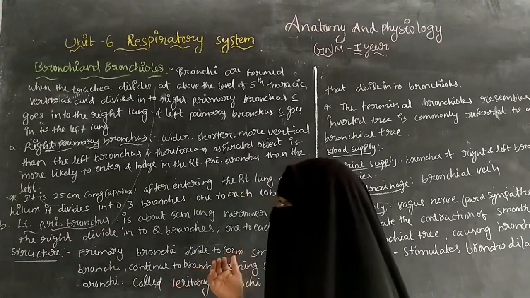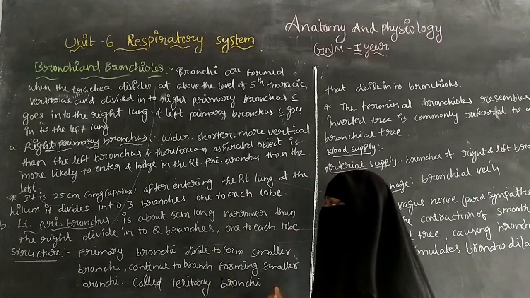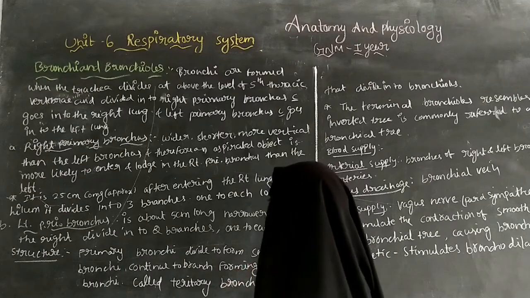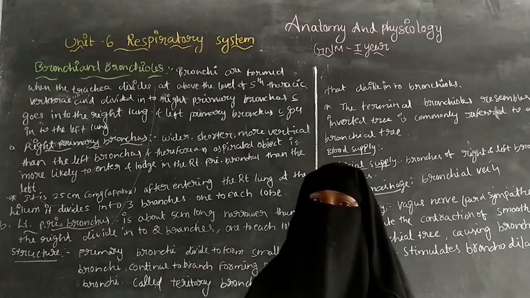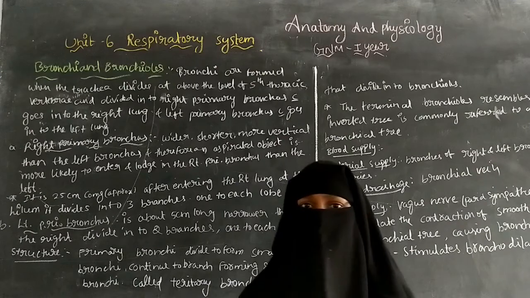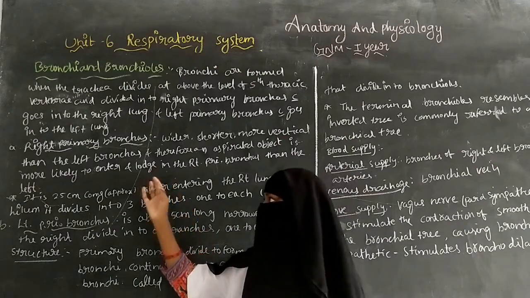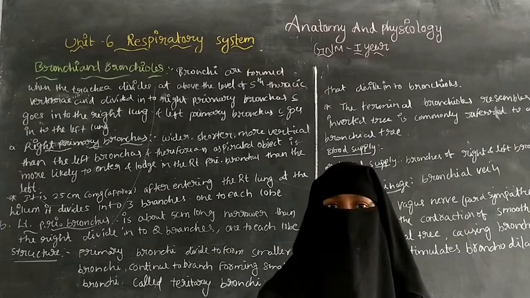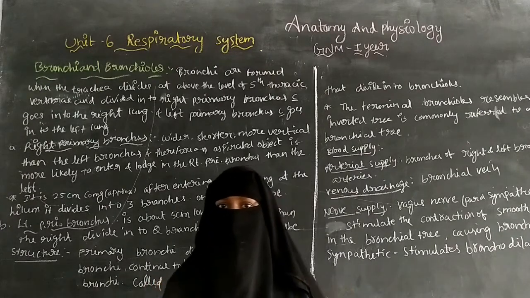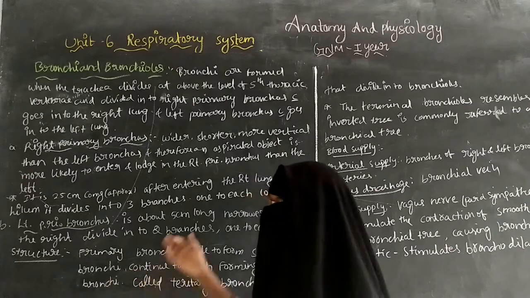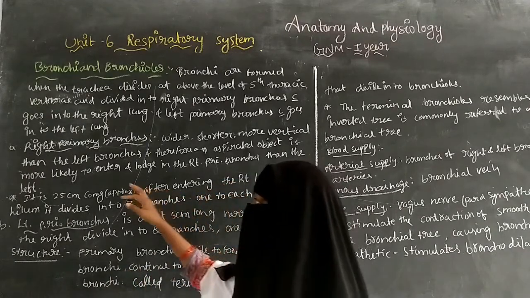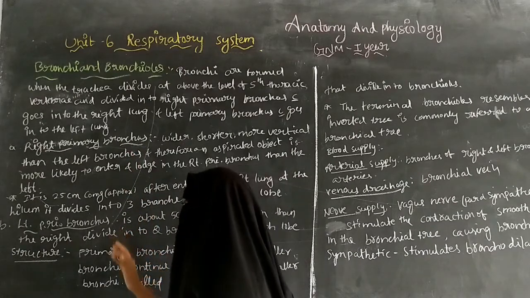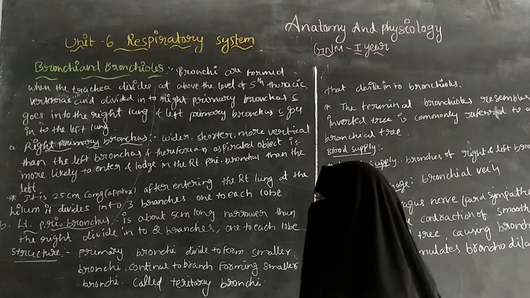From the right primary bronchus and from the hilum, the branches can be divided into 3, one to each lobe. So the right lung consists of 3 lobes, and the right primary bronchus divides into 3 branches, one entering each lobe. So the 3 branches enter the 3 lobes of the right lung.